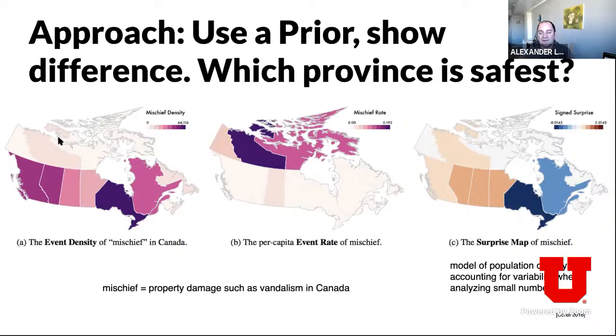And this paper here shows a way of doing this for maps. And so you can see that essentially we have slightly more mischief happening in central Canada and less than we would expect in Ontario and Quebec.